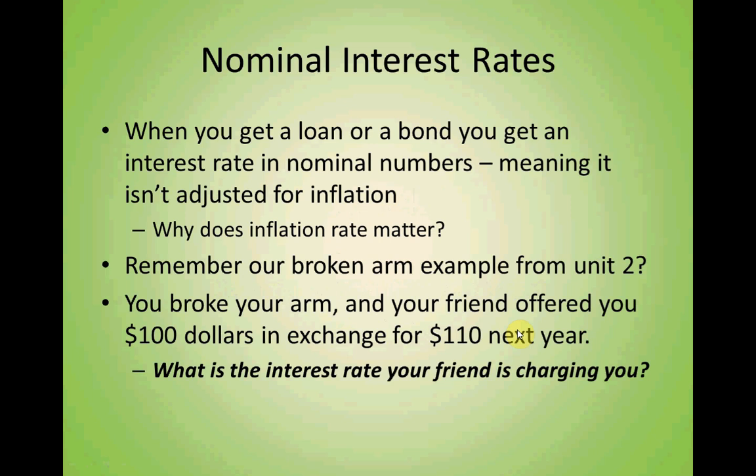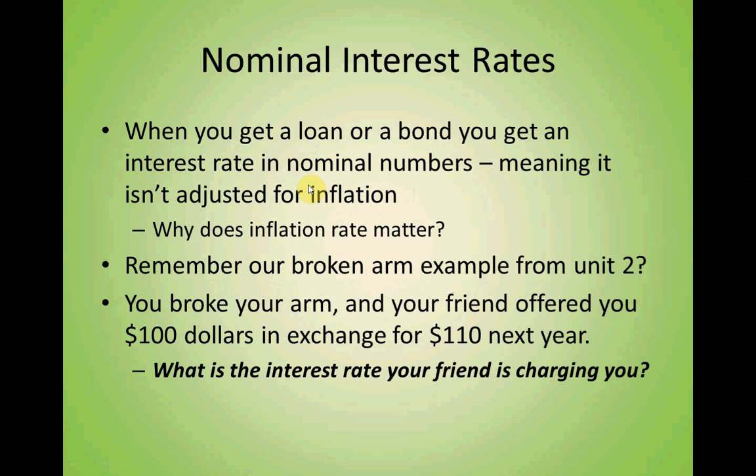Okay, so nominal interest rates, right? We talked about what this all is. When you get a loan or a bond, you get an interest rate in nominal numbers. So meaning, it isn't adjusted for inflation. Today, you get a $1,000 loan with 10% interest. That's just what it is. And that's on a piece of paper, the bond, the par value of the bond. That's just what that piece of paper says, and so that's locked in. Those are locked in nominal numbers. So that means it doesn't adjust for inflation. Why does the inflation rate matter?